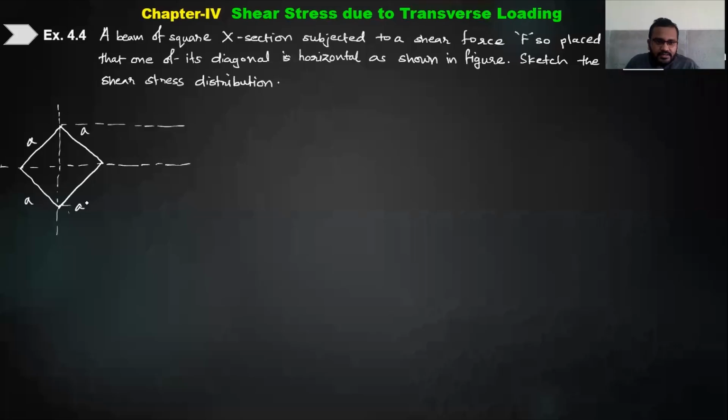Where will be the neutral axis? This itself will be the neutral axis, is it not? Right now, because the centroid is going to be over here only, so therefore this is my neutral axis. I want to draw the shear stress distribution. Okay, so anybody can guide me how to do it?